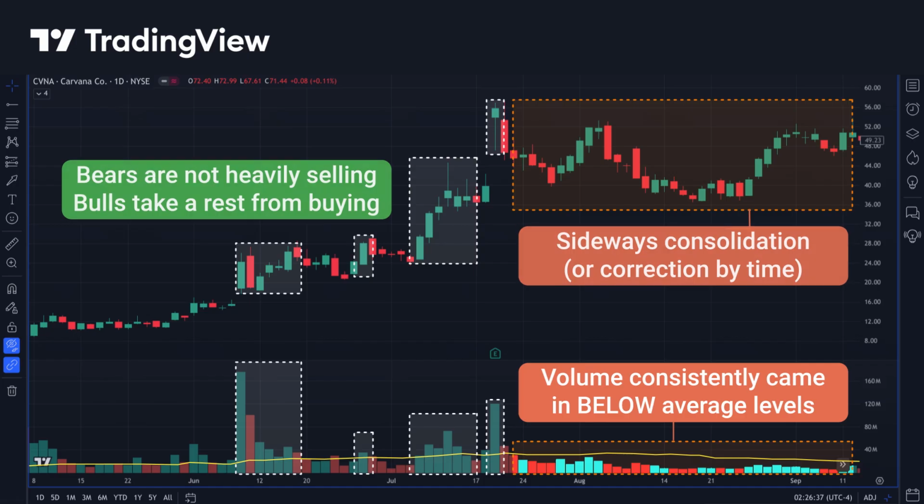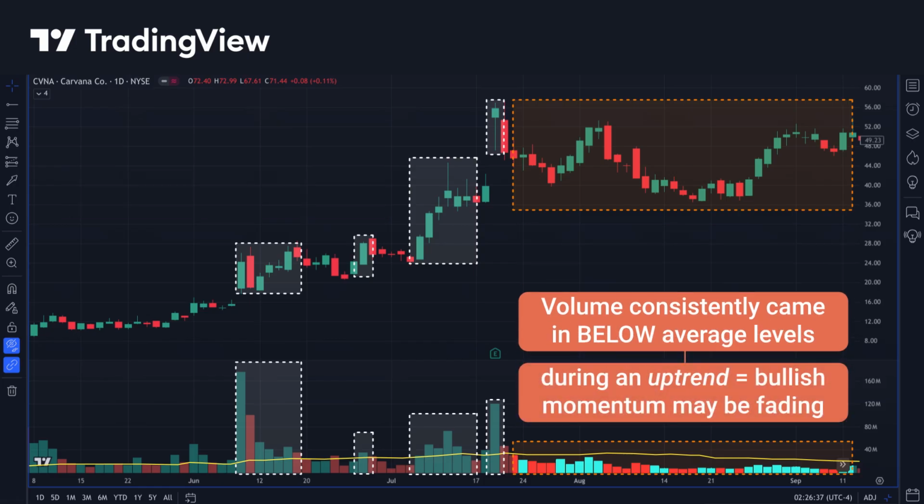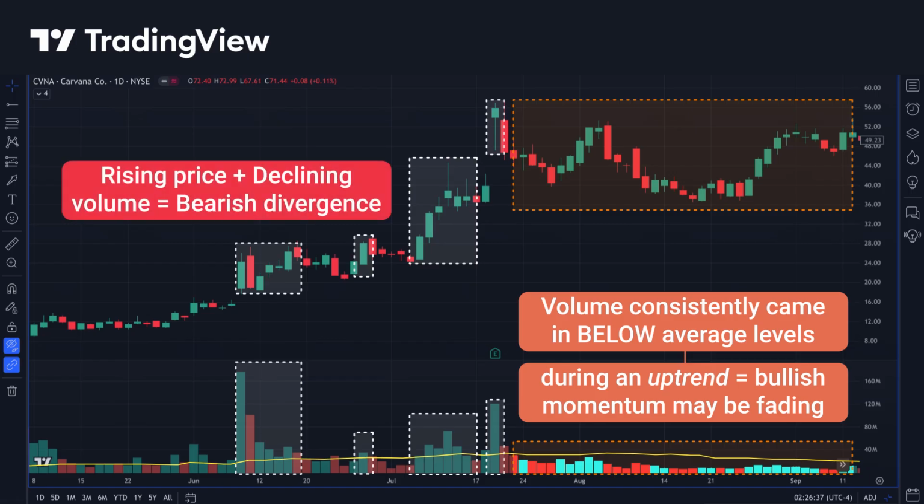On the other hand, if the volume is consistently below its moving average during an uptrend, it could be an early warning sign of a potential divergence between price and volume, suggesting that the bullish momentum may be fading. Remember, we don't want to see a situation where the price is making new highs, but the volume is declining. That bearish divergence is often a red flag that a potential correction or trend reversal may be on the horizon.